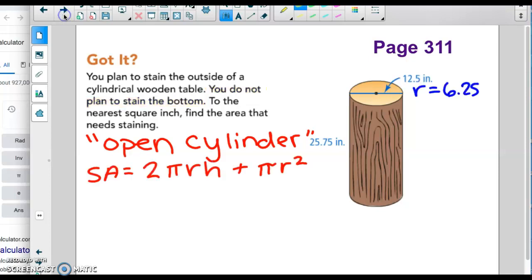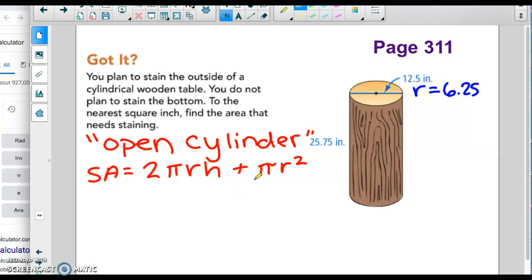And it is right here. So, what changed? Surface area equals 2 pi r h. That didn't change. What did change is that this 2 on the second part of our formula went away.